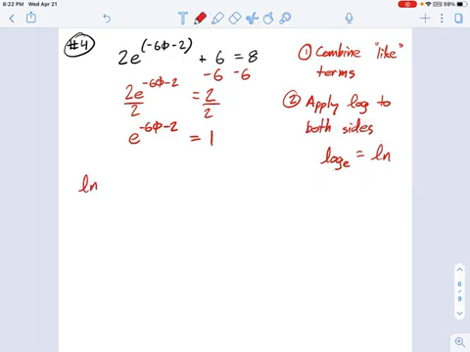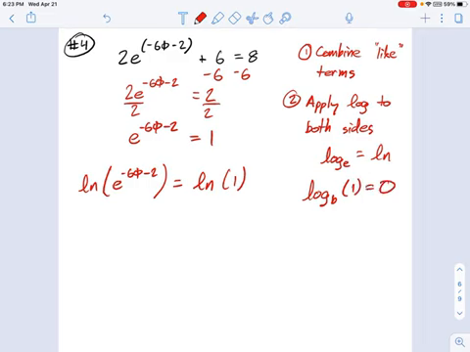So let's do that over here. I'm going to say the natural log of e to the negative 6 phi minus 2 equals the natural log of 1. Well, this one's going to simplify a little more than usual, because the log of 1, in any base b, whether that's e or 10 or whatever, is always equal to 0. Because if you think about it, what that's saying is b to the 0th power equals 1, which is always true. So this side over here is actually just 0.